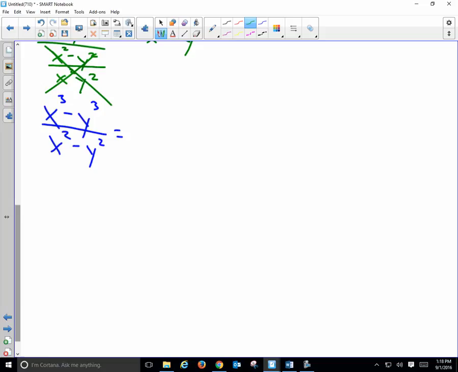How? Okay, excellent thought. Difference of two cubes, difference of two squares.